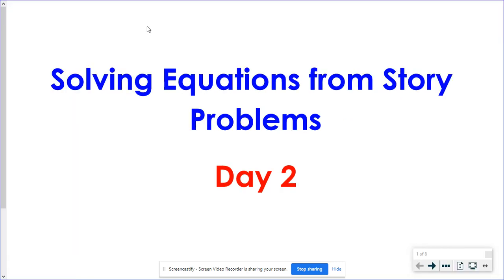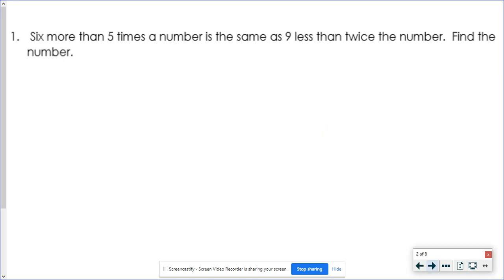Hello again, math students. We are going to be solving some more equations from story problems, which I know is probably almost your favorite thing in the whole wide world, right after fractions, I think. So today, the translations are a little bit more difficult, but we have all of the same kinds of important words that you need to know.